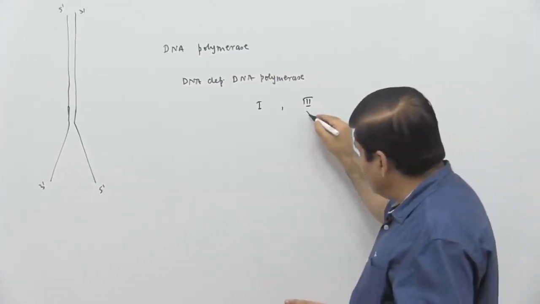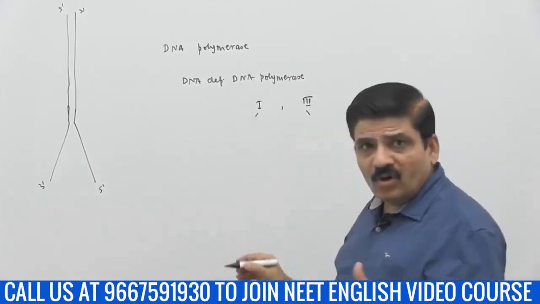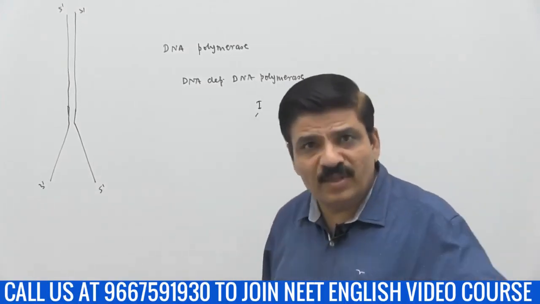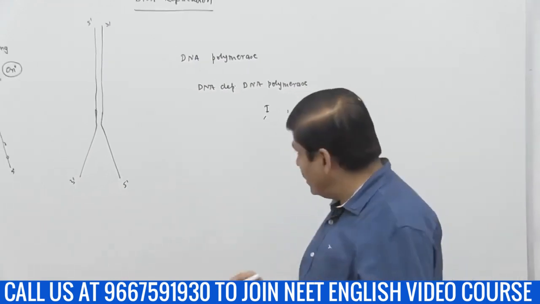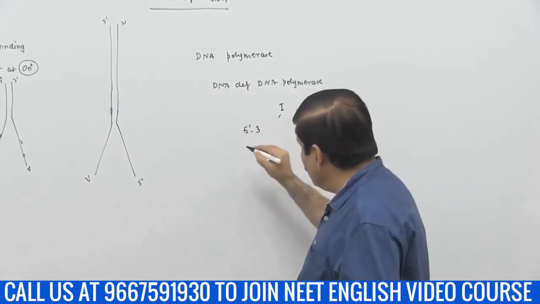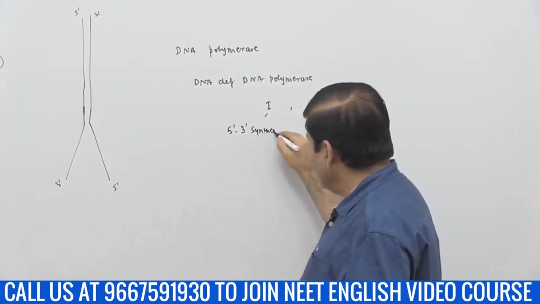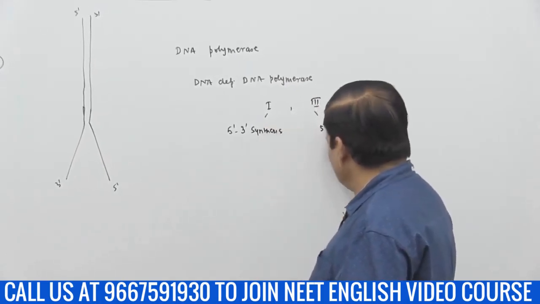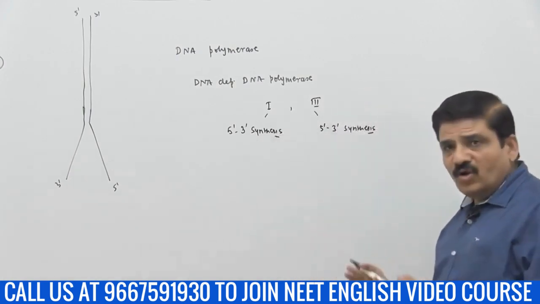DNA polymerase 3 and DNA polymerase 1 both are capable of synthesizing or polymerizing DNA, adding deoxyribonucleotides, but they do this only in the 5' to 3' direction. So both the enzymes have a 5' to 3' synthesis activity. This is what we know.